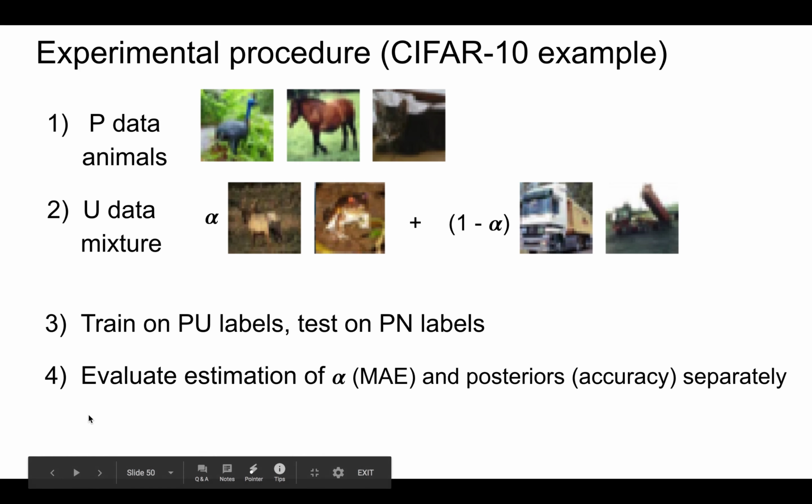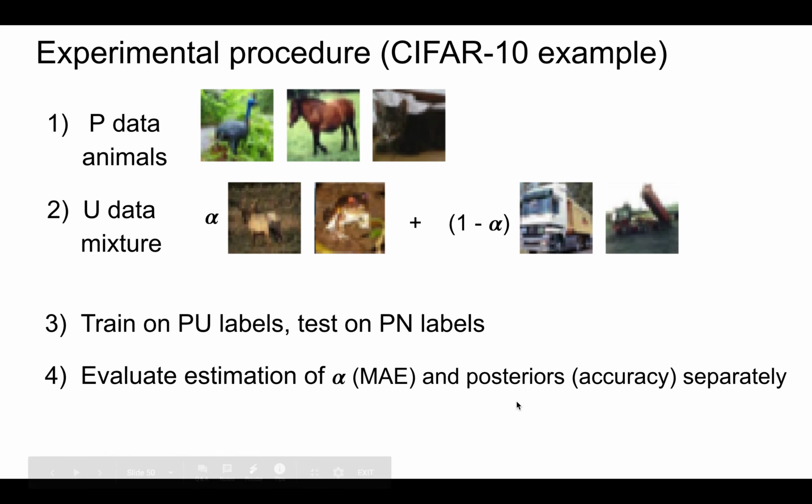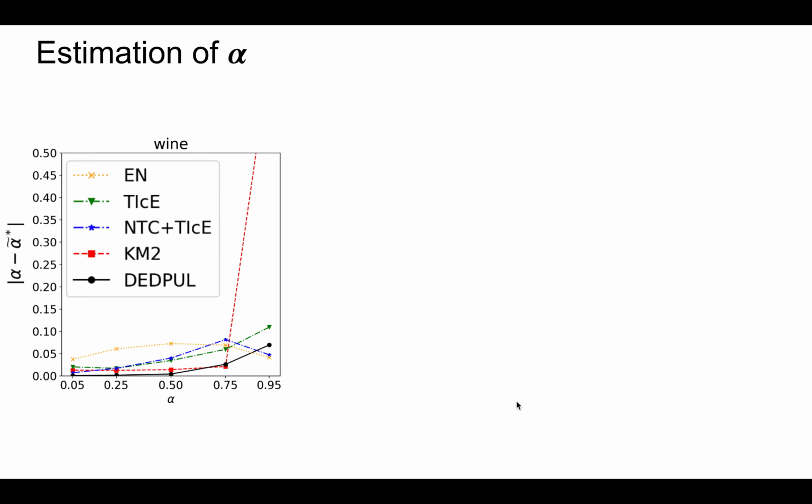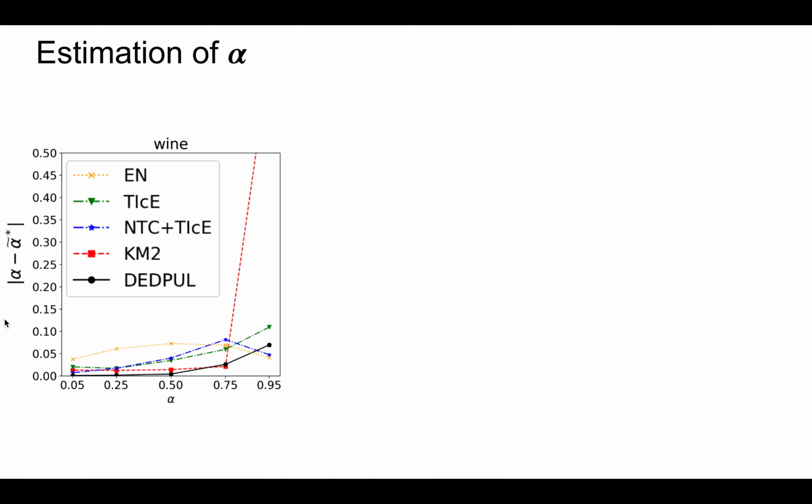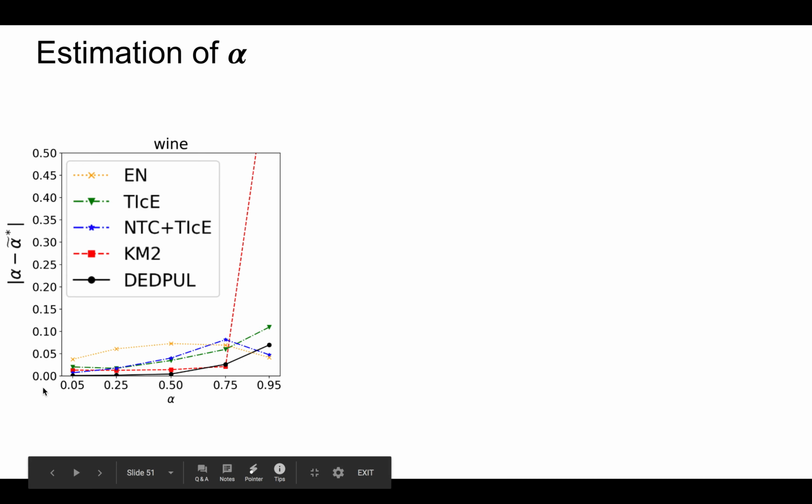And then we separately evaluate estimation of priors and posteriors, because some methods only do one of these things and DEDPUL can do both. First, estimation of alpha. Here we will have three plots for three datasets. On the y-axis is the average absolute error over 10 runs. So the lower, the better. On the x-axis is the true value of alpha, which we want to identify.